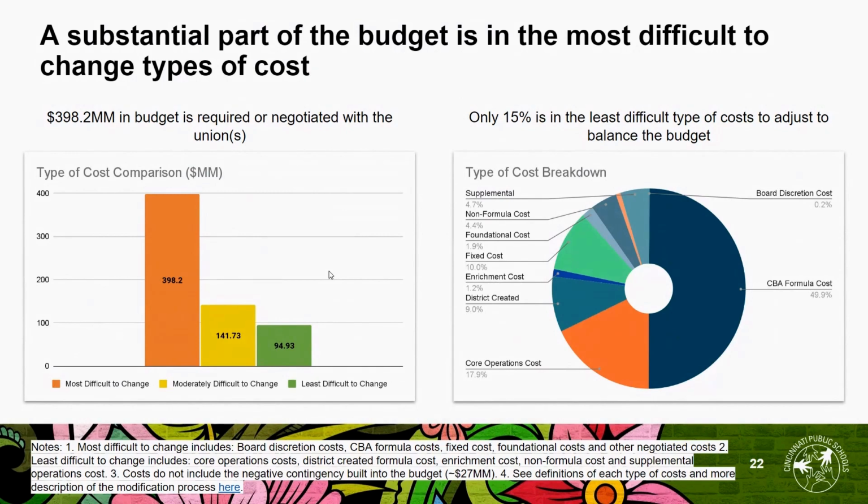The pie chart on the right shows you the breakdown of all of the costs. You see the biggest one here is our CBA formula cost at roughly half the budget, followed by core operations next, all the way down to types of costs that are even less than 1%. But again, you've got those dollar amounts and you can look at that through the spreadsheet we just pulled up. So with all of that said, let's go to the next slide.